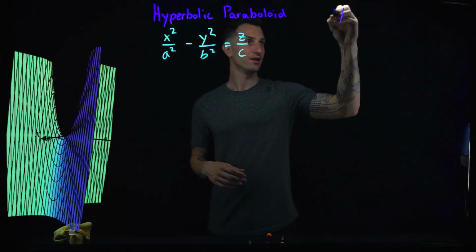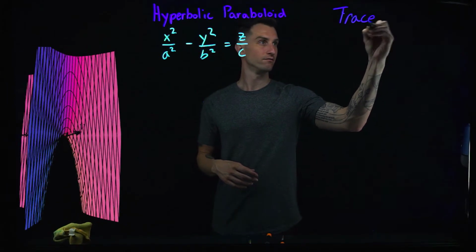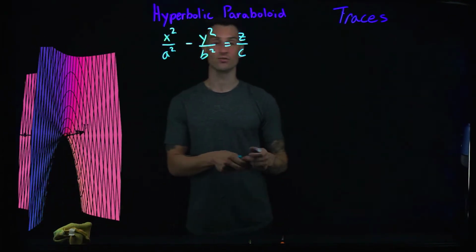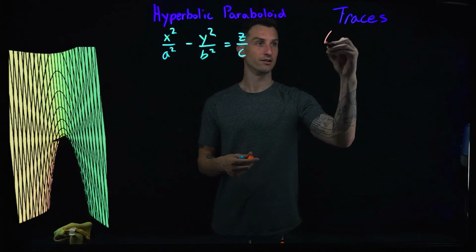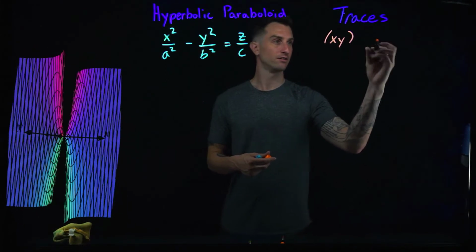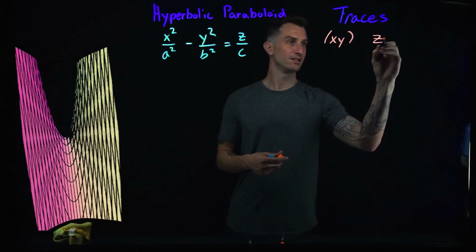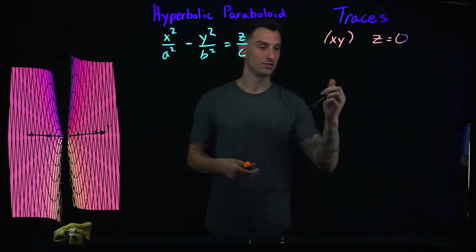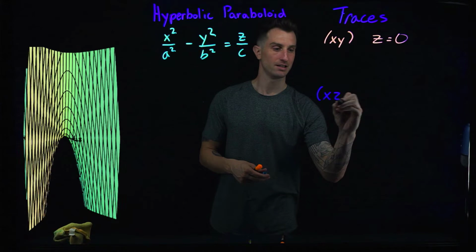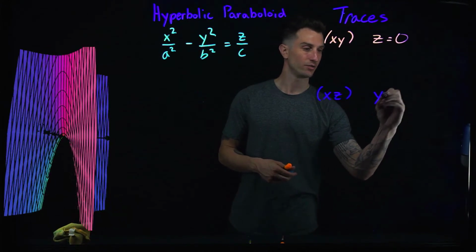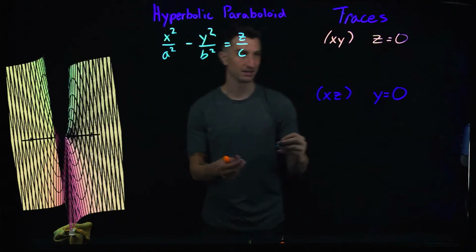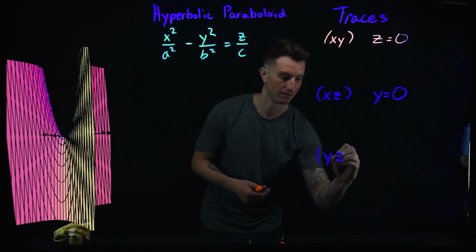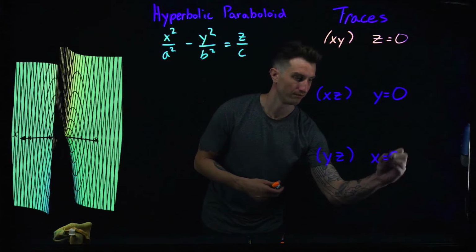We have traces. See if I write on the side of the marker, if it won't squeak. We'll do our x, y. Nope, that's not working, in which z is equal to 0. We'll go back to blue. Let's do our x, z, in which y is equal to 0. And lastly, we'll do our y, z, in which x is equal to 0.